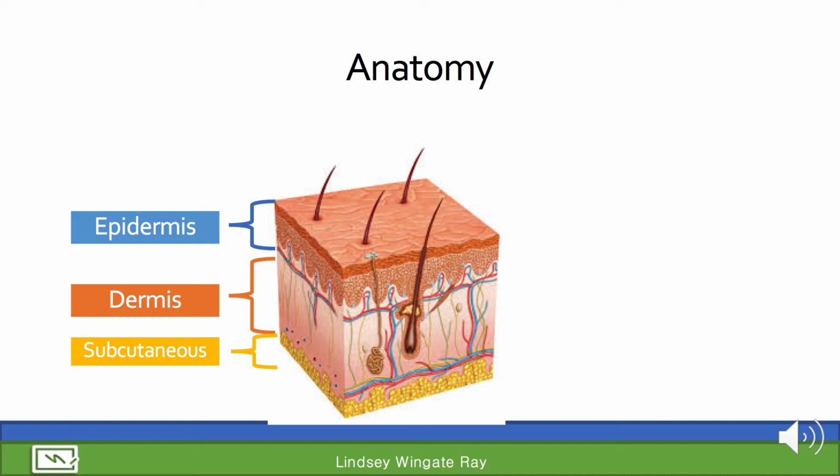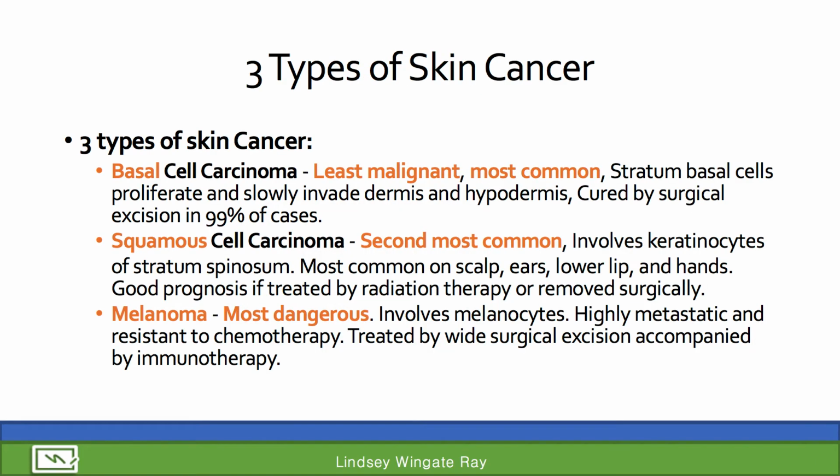Below your skin is the subcutaneous tissue. Subcutaneous tissue is a fatty cushion. It is located below the dermis. This is a good note to put in your book. There are 3 types of skin cancer: basal cell carcinoma, squamous cell carcinoma, and melanoma. Basal cell carcinoma is the least malignant and most common. Squamous cell carcinoma is the second most common, and melanoma is the most dangerous.